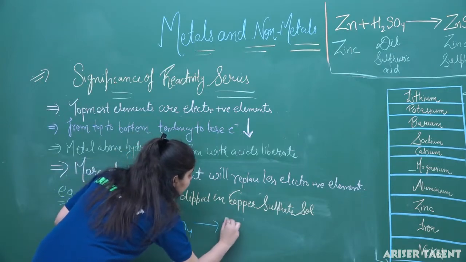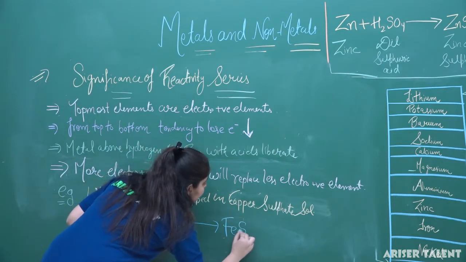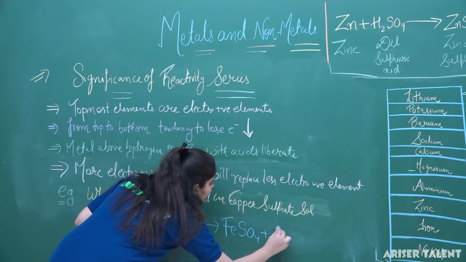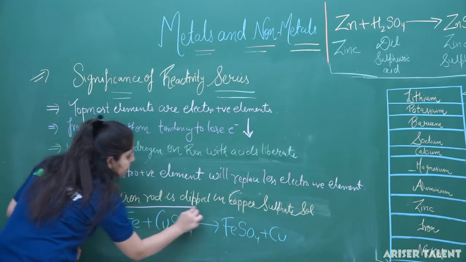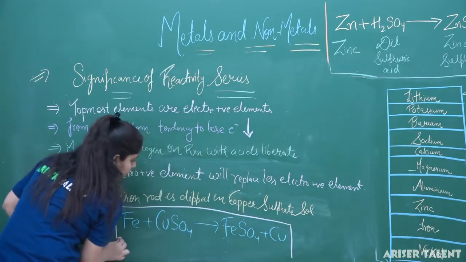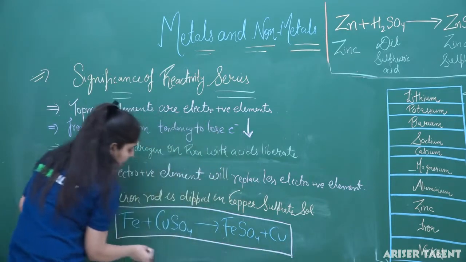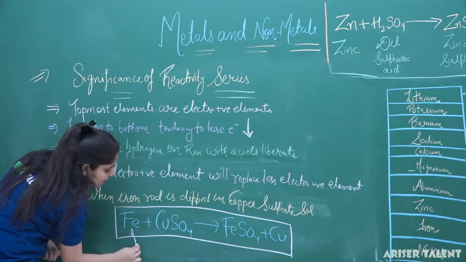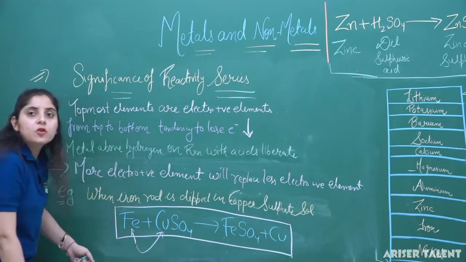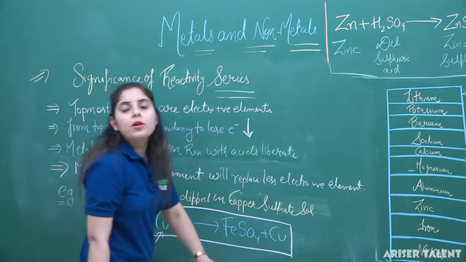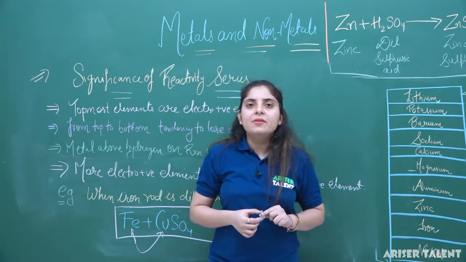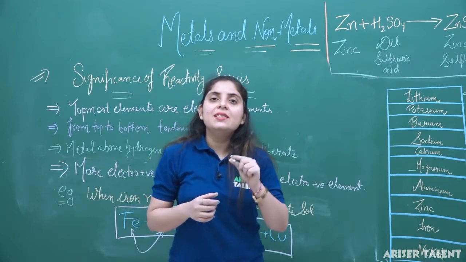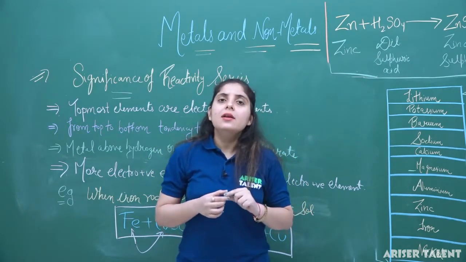So what will we get on the product side? We will get FeSO4 plus copper is displaced. You can see from this reaction that iron is displacing copper from its solution. So we can say that iron is more electropositive as compared to copper. So this is all about the metal reactivity series. This reactivity series is very essential for learning chemical reactivity.